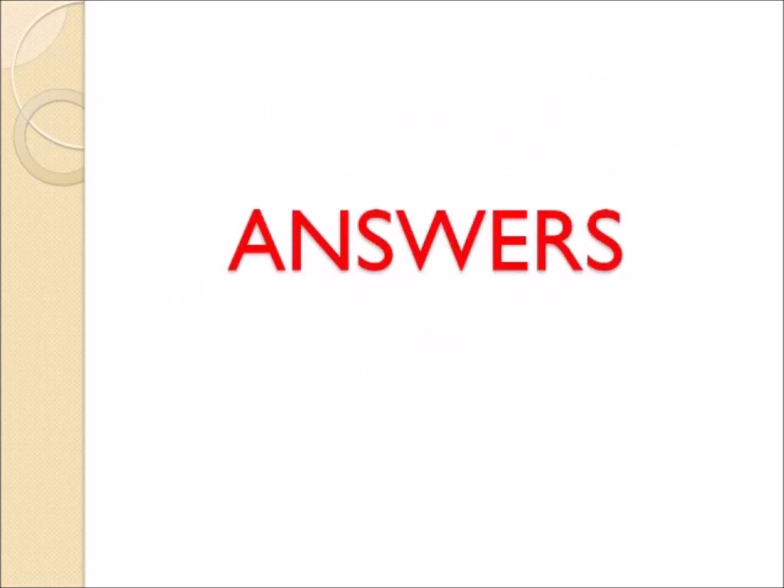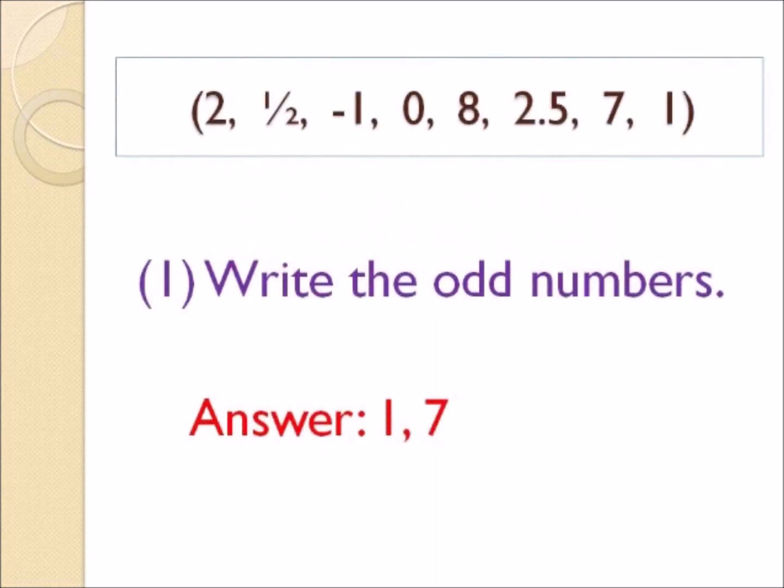Get ready to mark. Number 1, the odd numbers. 1 and 7. Very good. If you got that one correct, give yourself a big mark. 1 mark. It's going to be out of 10. Odd numbers are 1 and 7. Good. Number 2, even numbers.